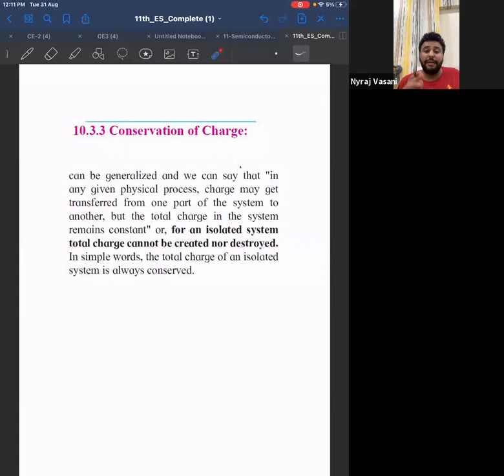Therefore, look at what you need to write. For an isolated system, total charge cannot be created nor destroyed. Have you seen this statement before in school, in conservation of energy also? Write down property 3, conservation of charge, and write down the statement: for an isolated system, total charge cannot be created nor destroyed.